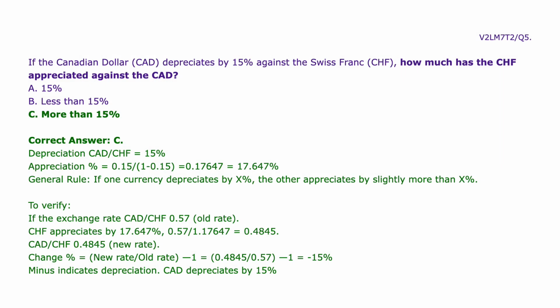When a currency depreciates by X%, the corresponding appreciation of the other currency is always more than X%. To find the exact appreciation percentage when depreciation is known, you use the formula: appreciation percent equals depreciation percent divided by 1 minus depreciation percent. Percentage changes are never identical because they are based on different starting values, the inverse of the original rate.